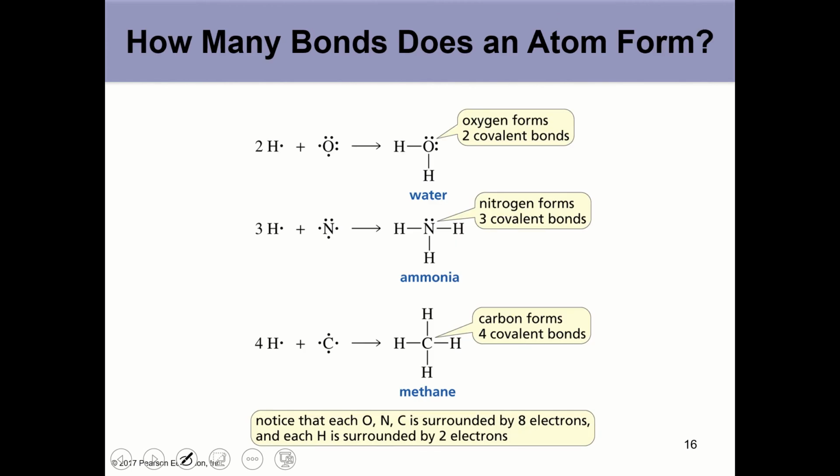Knowing how many bonds each atom forms can be done by looking at how many electrons it needs to form an octet. So let's write that down. How many electrons to form an octet or filled shell?